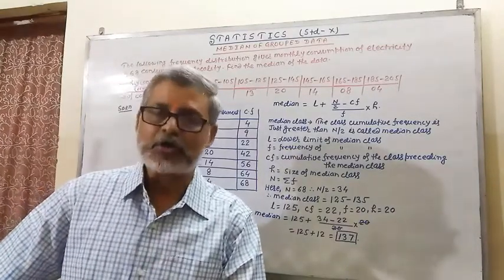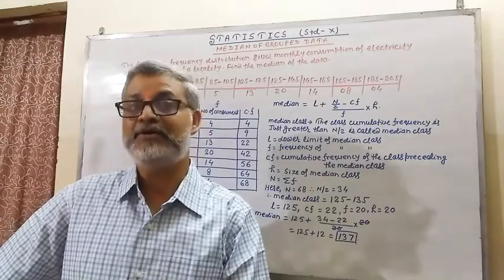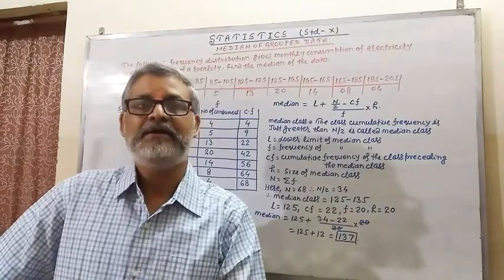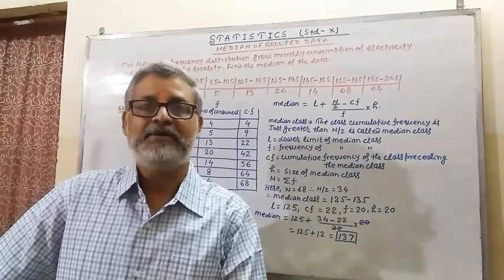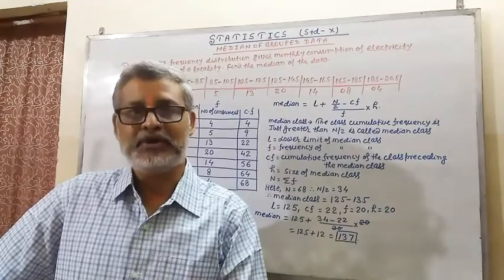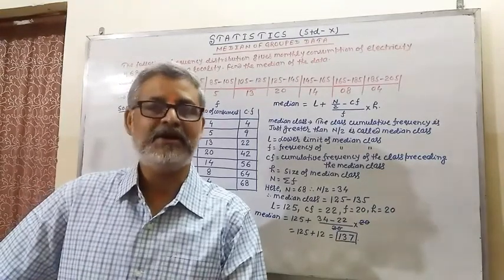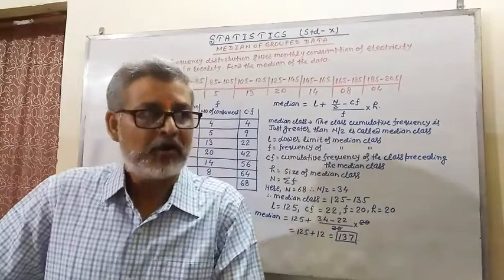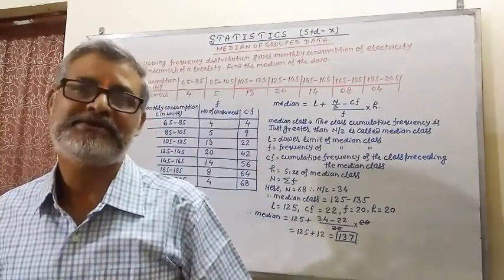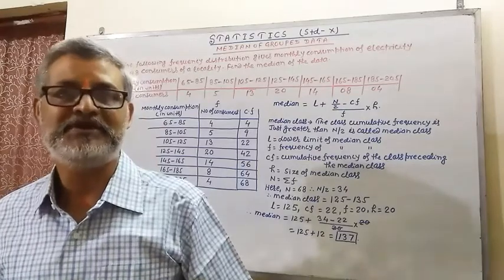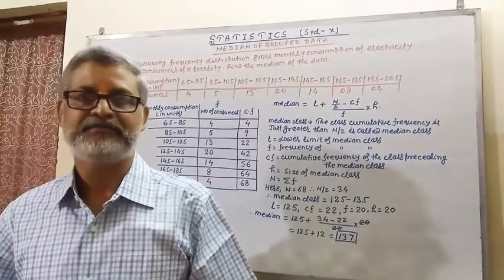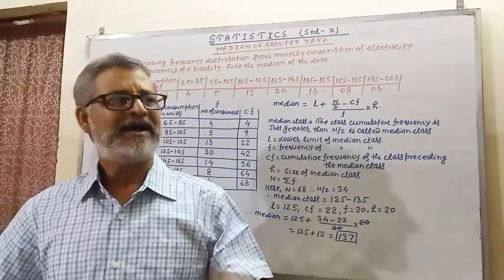If n is odd, then the (n plus 1) by 2-th term. If n is even, then the average of the n by 2-th term and the (n by 2 plus 1)-th term. That was in standard 9. But now in 10, grouped data means class intervals are given, frequencies are given, and we find their median. You will get a direct question.